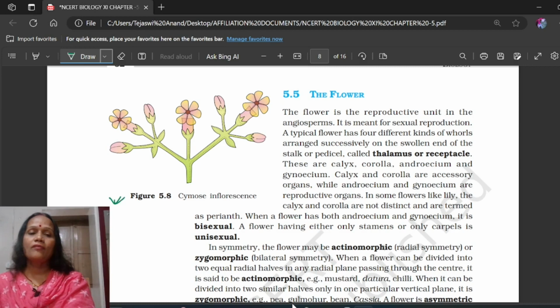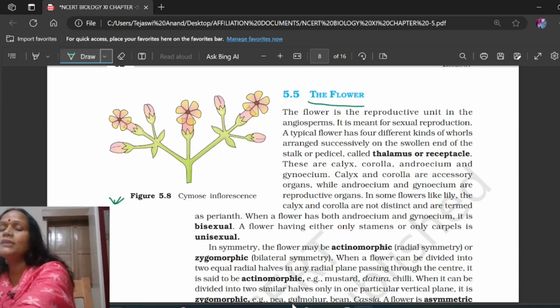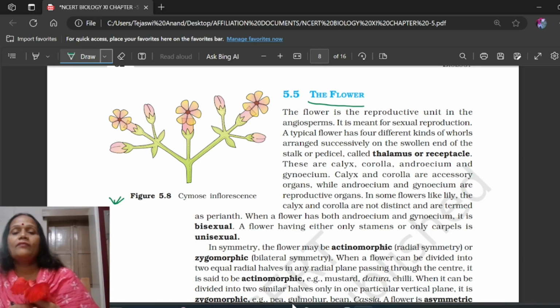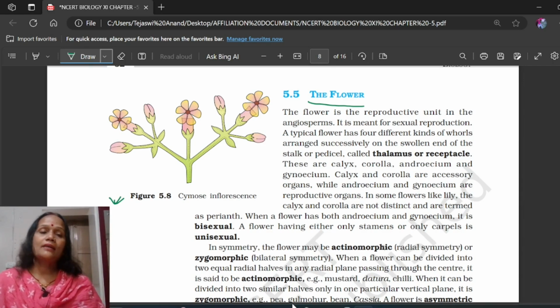Now we come to the flower. What is a flower? If we talk about a flower, this you can see is the flower. This is a complete flower. And when you talk about a typical flower, then we must study the flower of the China rose. You can understand it here very well. This is the China rose and it has how many parts?